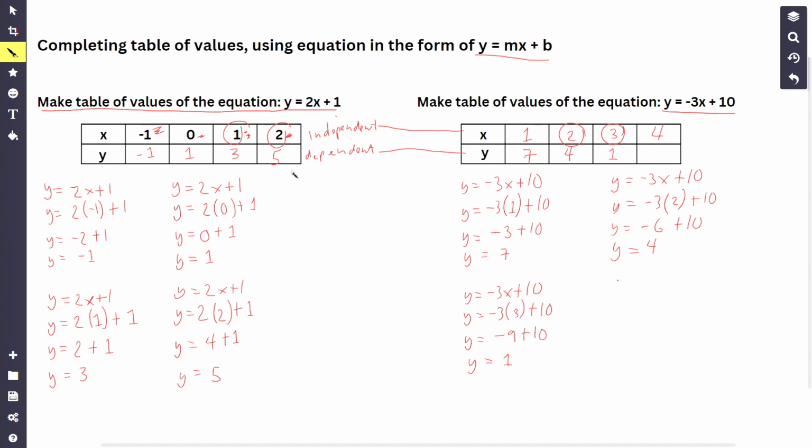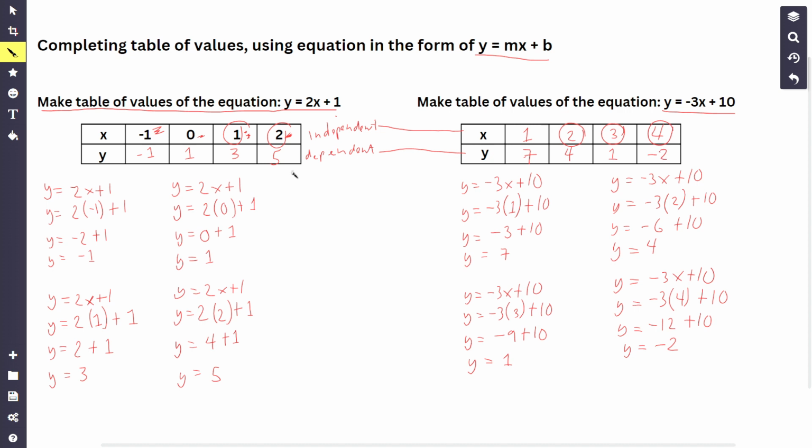And then lastly, we will use the value of x as 4. Again, the equation y equals negative 3x plus 10. So y equals negative 3, use the value of x as 4, plus 10. Okay, I hope you can still follow this. So y equals, what's negative 3 times 4? Negative 12 plus 10. Okay, so now y equals negative 2. So you should put here negative 2.